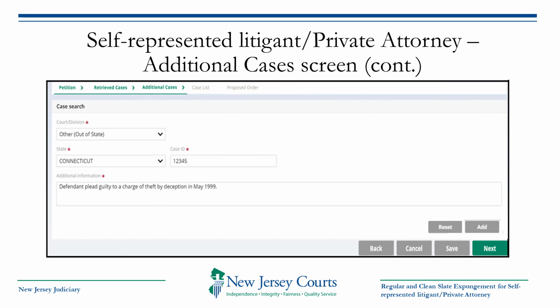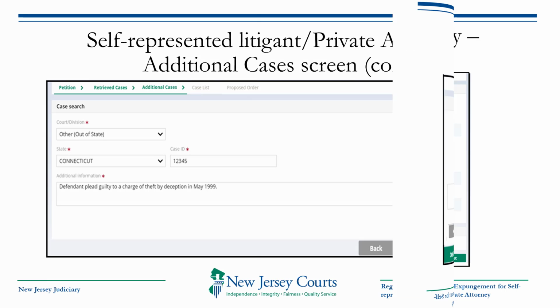To manually add an out-of-state case or an in-state record that has not been successfully retrieved, select Other, Out-of-State, or Arrest-Only Records, Older Cases, from the drop-down menu as applicable. Enter the required data in the fields that display. To add the result to the petition and/or proposed order, click Add. Click Next to move on to the following screen.